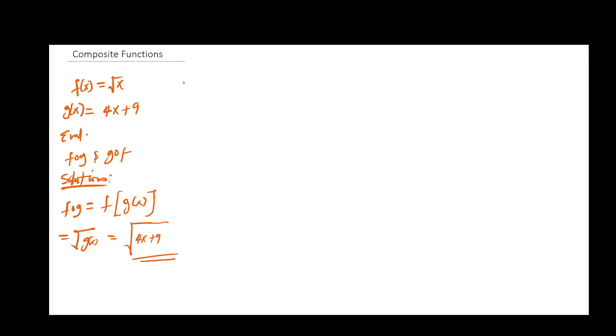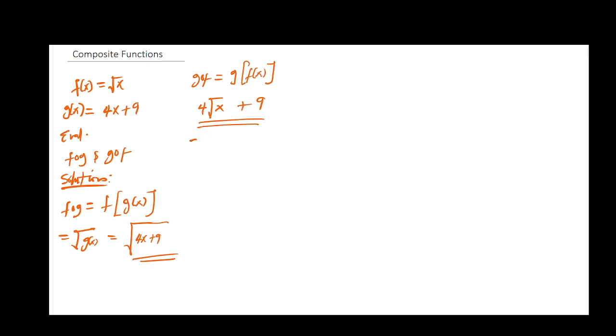Let's solve for g of f. G of f is equal to g of f of x. We are going to be substituting f of x in g, and our g is 4x plus 9. Instead of having x there, we replace it with f of x, which is root x. So we get 4 root x plus 9. And this becomes our final answer.